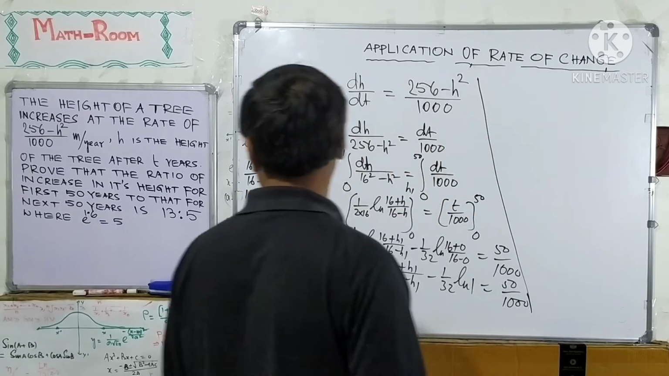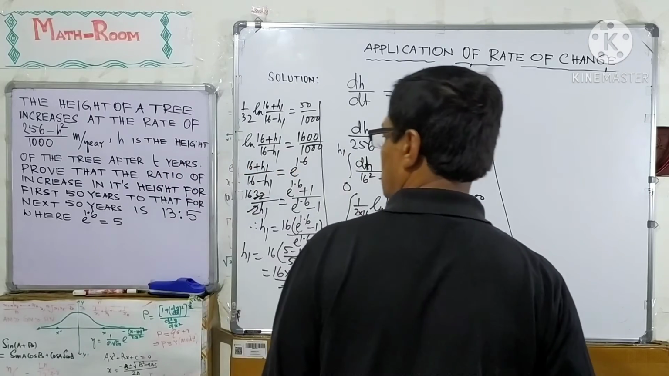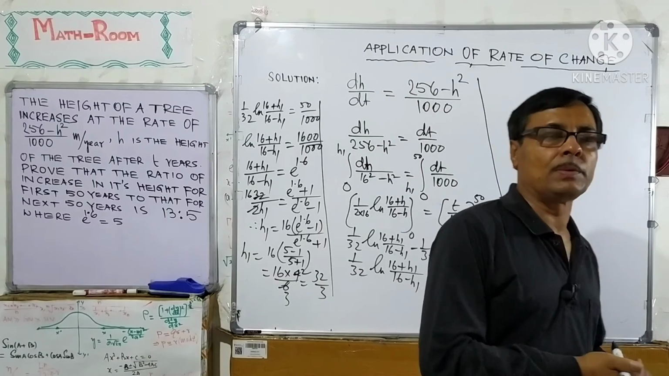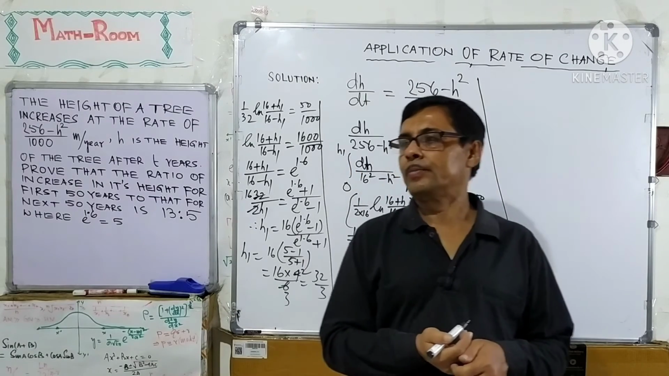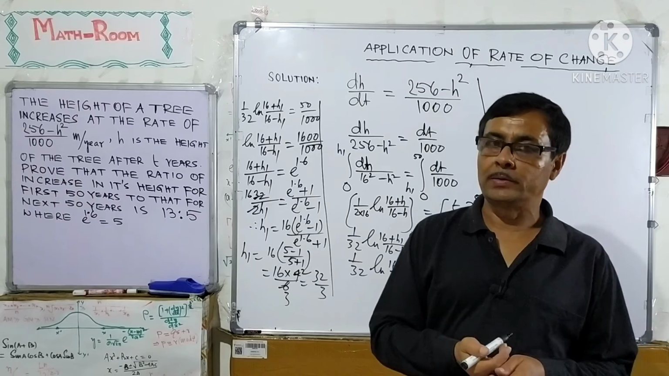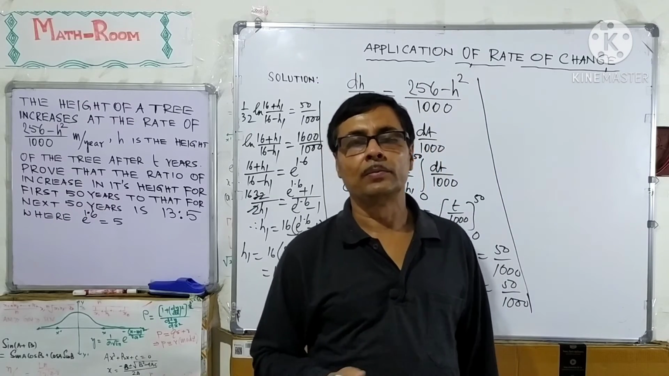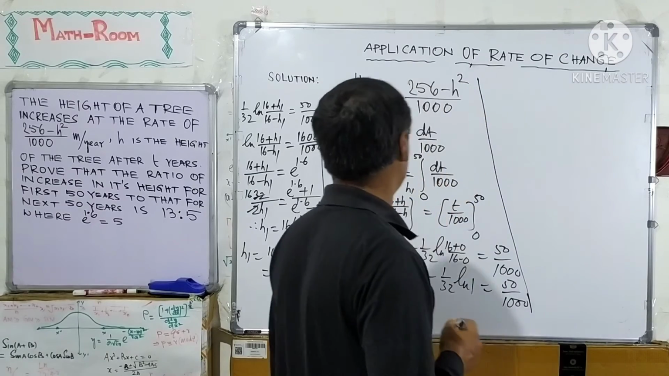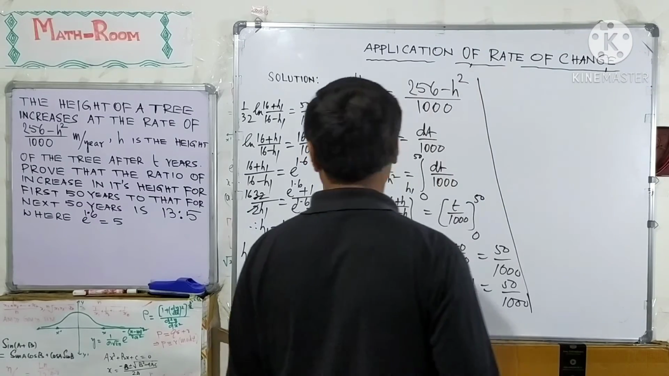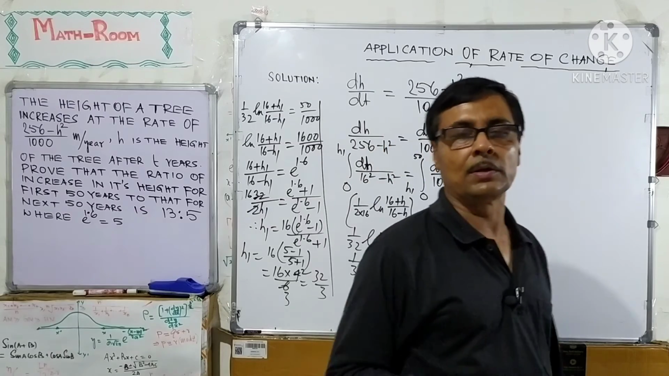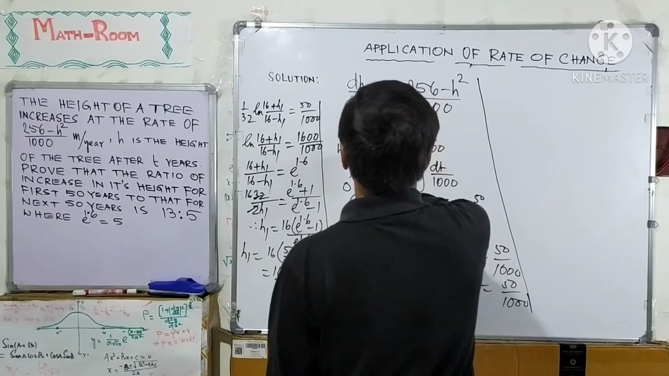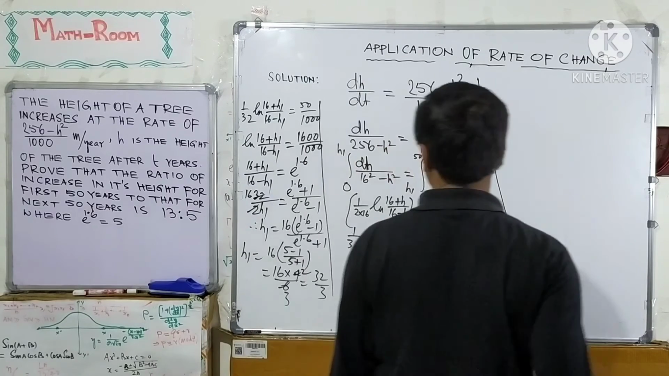For the first 100 years. Next, we have to calculate the increase in height of the tree for the next 50 years, which means we have to calculate the value of the height of the tree for the first 100 years. So, we can change the limits of these two integrals.